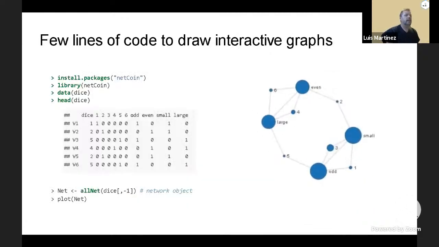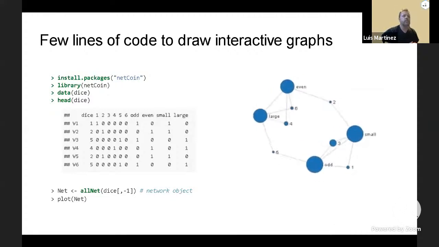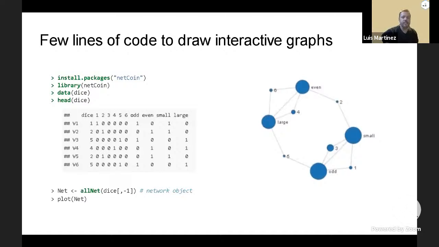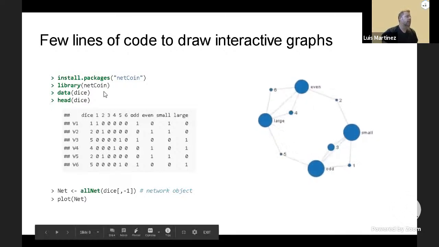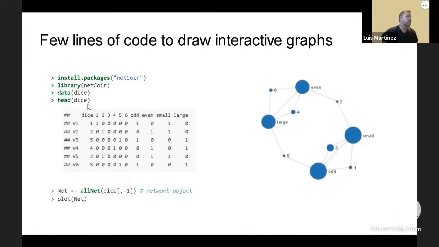So the other great thing about netCoin is that you only need a few lines of code to create interactive graphs. For instance, if you just install it and load the library, you can load one of the data sets that come with the package, which is the dice data set, where you roll the dice several times, 6 times, and you get different results. So you get the incidence matrix that I was presenting before.